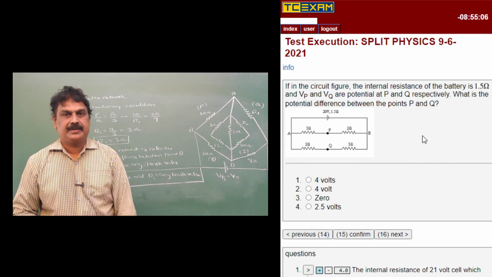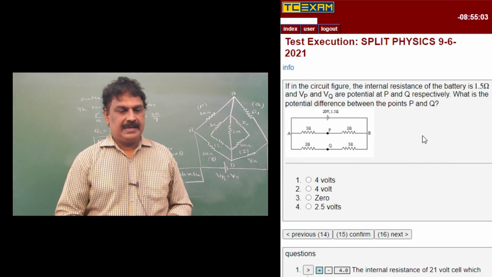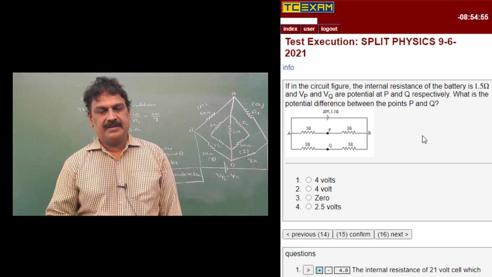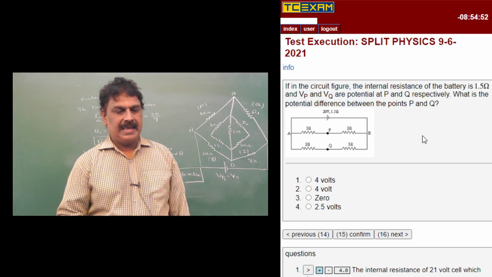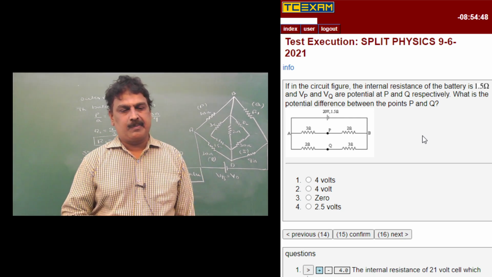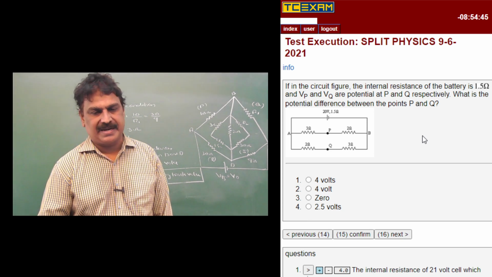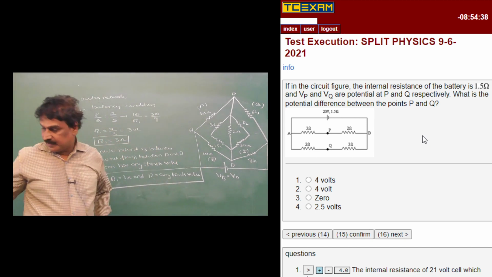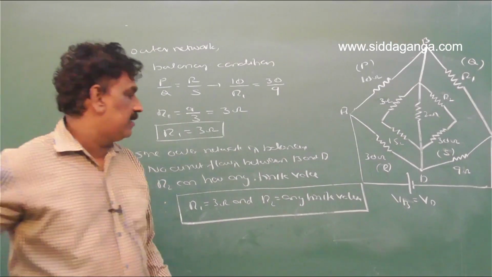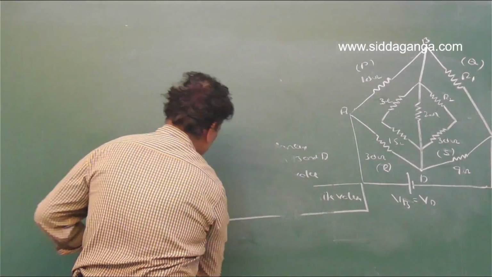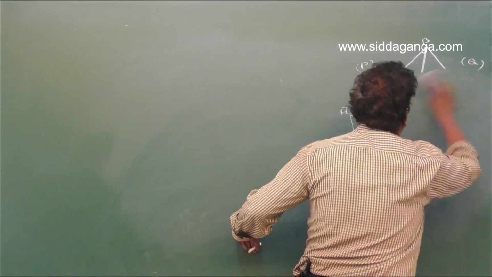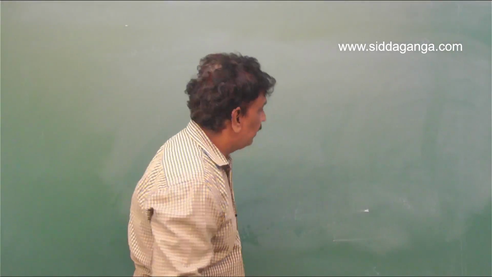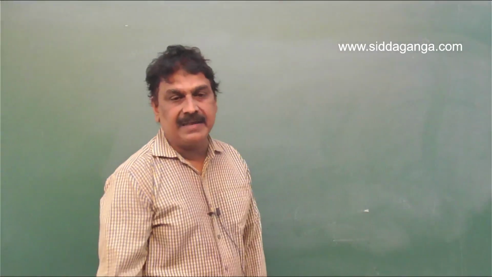Now, the next question: if in the circuit figure the internal resistance of the battery is 1.5 ohm and Vp and Vq are potentials at P and Q respectively, what is the potential difference between the points P and Q? Now, we have been given a circuit.